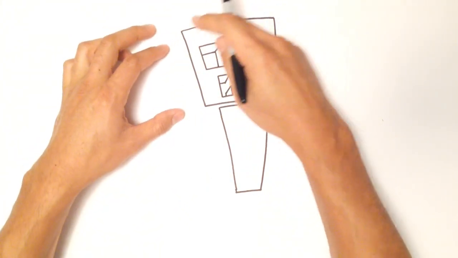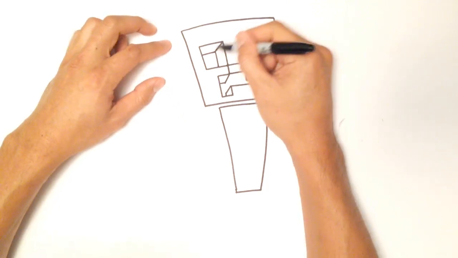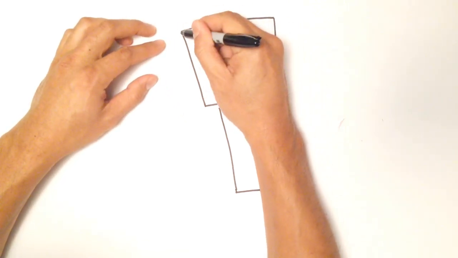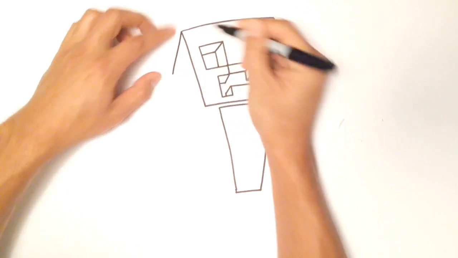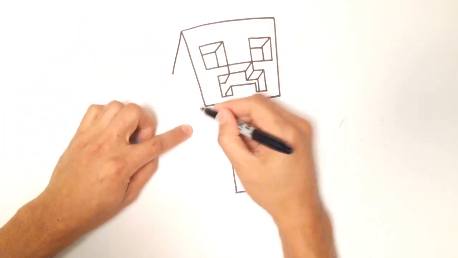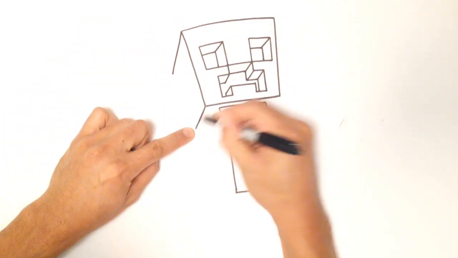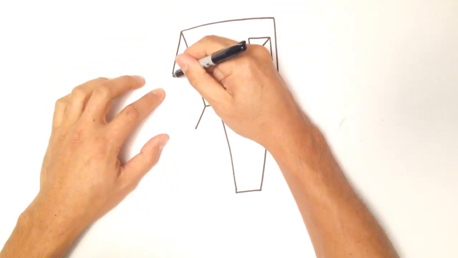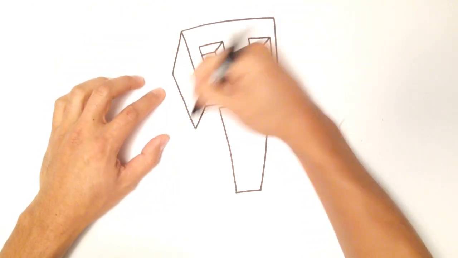Now let's give some perspective to the head. So like I did with the inside of the eyes here, I'm going to come down at an angle on the top corner here. Okay? And I'll do a little bit shorter line here, so it looks like it's sort of tapering out. Now I'll connect that with a straight line.